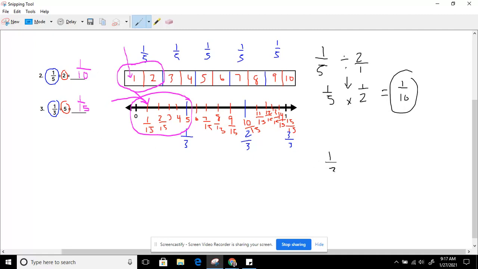Number 3, we're doing 1/3 divided by 5. Okay, so 1/3 stays the same. Your first number always stays the same. Division turns to multiplication. And then our 5 can be written as 5/1, still the same as 5 wholes. We flip that second fraction so that it's 1/5. Multiply across, you get 1/15th. Is that the same answer we did using the number model or the number line? It sure is. Okay, so that's 2 and 3.